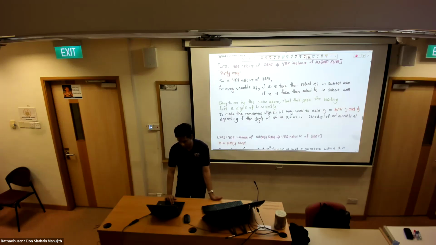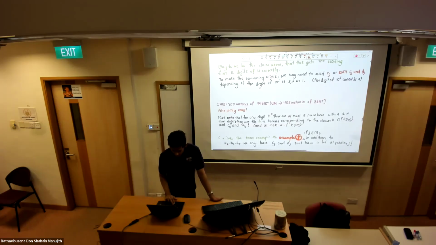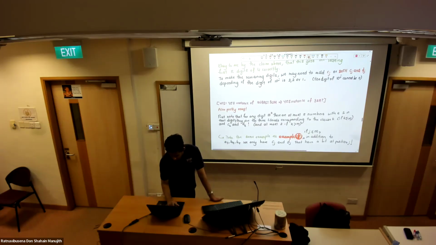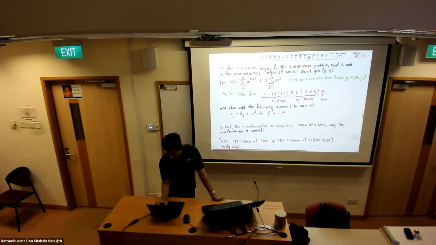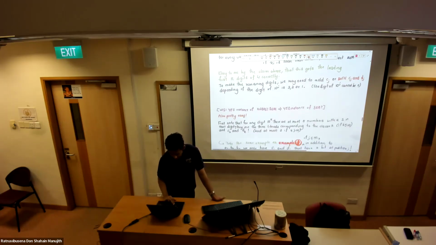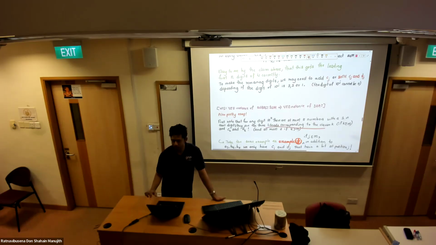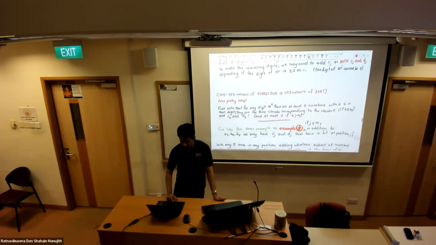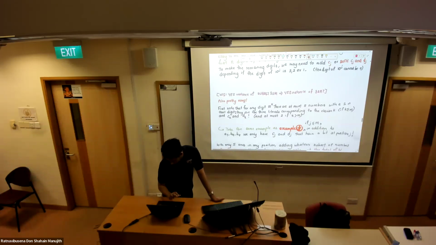That's a bit complicated, but I'll get to that slowly. Now, know that for any digit 10 to the k, there are at most 5 numbers with a 1 in that digit. Let's consider this part. They are the 3 literals corresponding to the clause k, if k is at most m, and CK and DK. Let's go through this slowly.